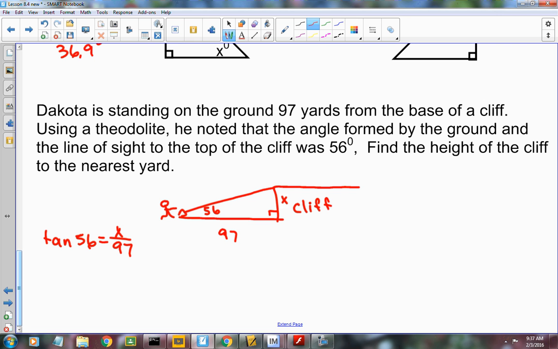What do you get? Are you going to use second tangent this time? Why not? You're not looking for the angle. You only use that when you're looking for the angle. So what do you get? It says round to the nearest yard. Anybody get an answer? 144? Okay. 144 yards, because it says round to the nearest yard. Yes.